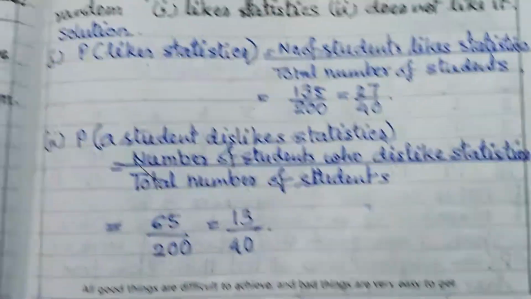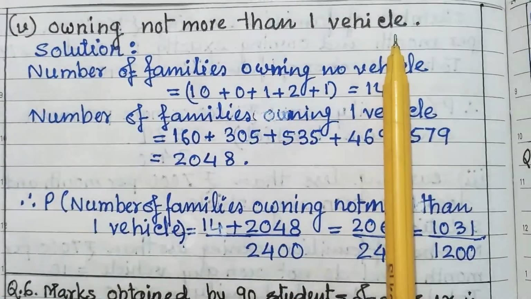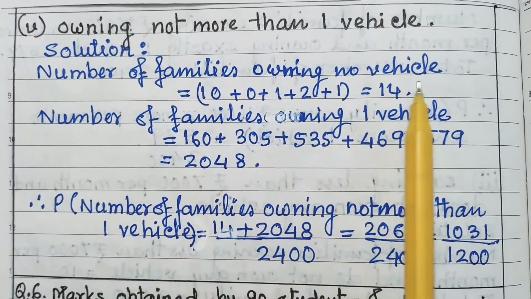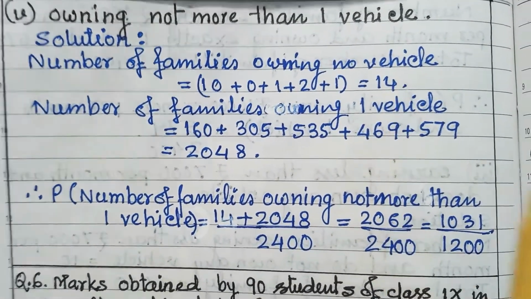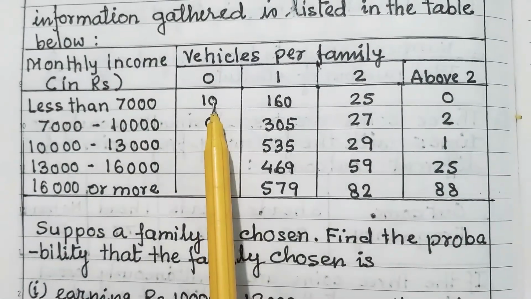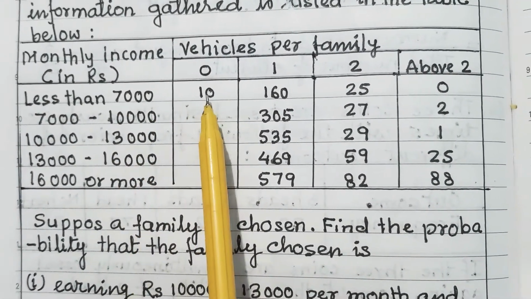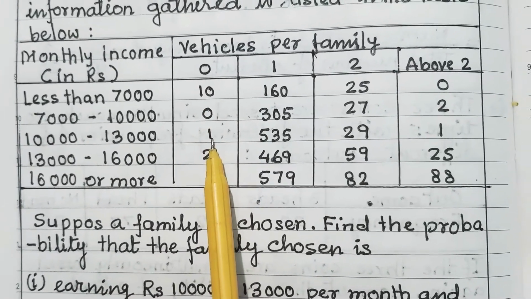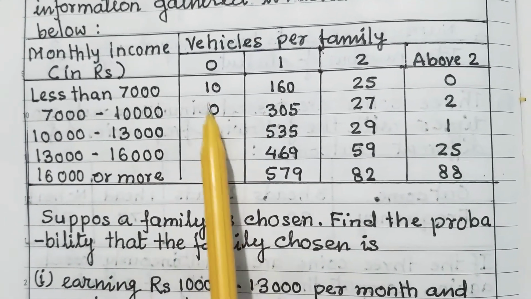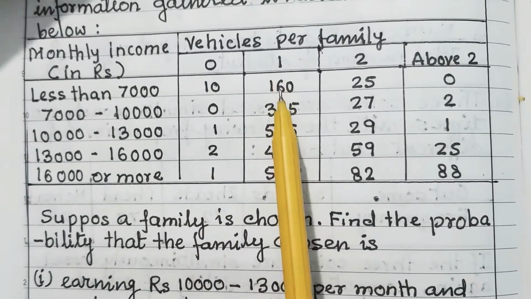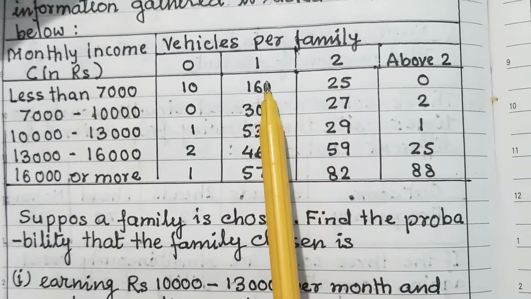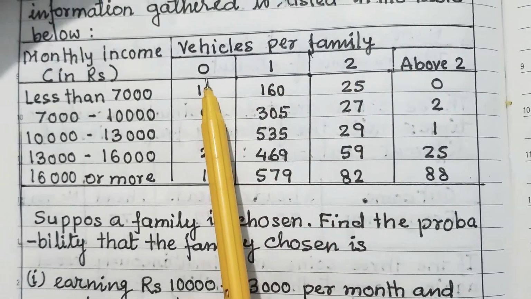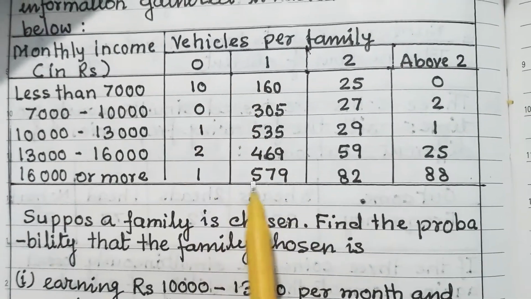Now the last part of this question is owning not more than 1 vehicle. Number of families owning no vehicle, you check it in the table here. Owning no vehicle, all these families, it is 10 plus 0 plus 1 plus 2 plus 1, this one. And one vehicle, it is 160, 305, and so on. All together this is less than 2 vehicles, meaning 1 vehicle and 0 vehicles. So these families you have to add.